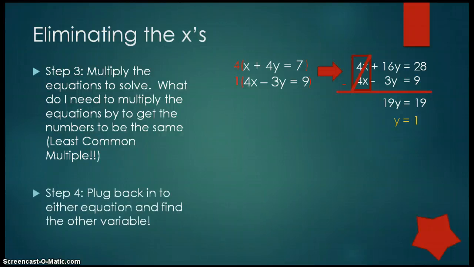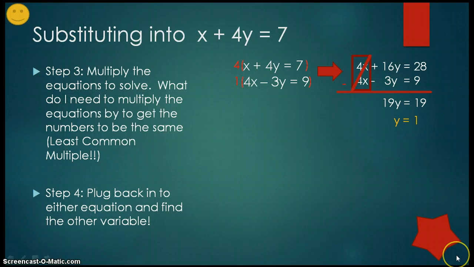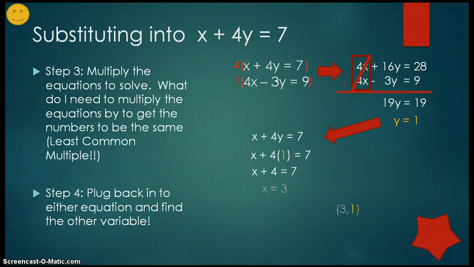So now we want to plug this back into one of the original equations. Let's go with the first equation. Again, if you went with the second equation, you should still get the same answer. If we put 1 in for y, 4 times 1 is 4. Subtract 4 from both sides, so x equals 3. So our solution on this one is (3, 1).